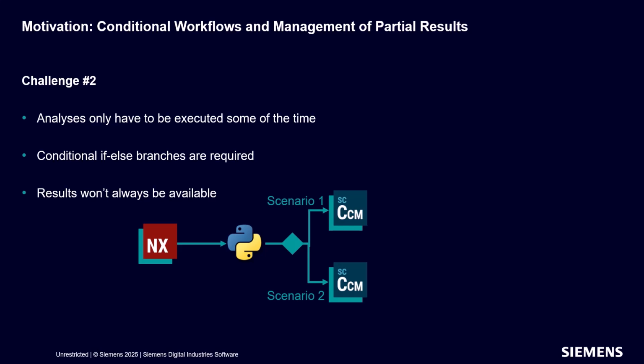Unlike the first challenge where an analysis either runs or it doesn't, here if an analysis isn't run, an alternative needs to be run in its place. For example, here following the conditional if-else branch, either scenario 1 is run or scenario 2, depending on the results from an upstream Python analysis. As an example, this could represent where scenario 1 models laminar flow and scenario 2 turbulent flow.